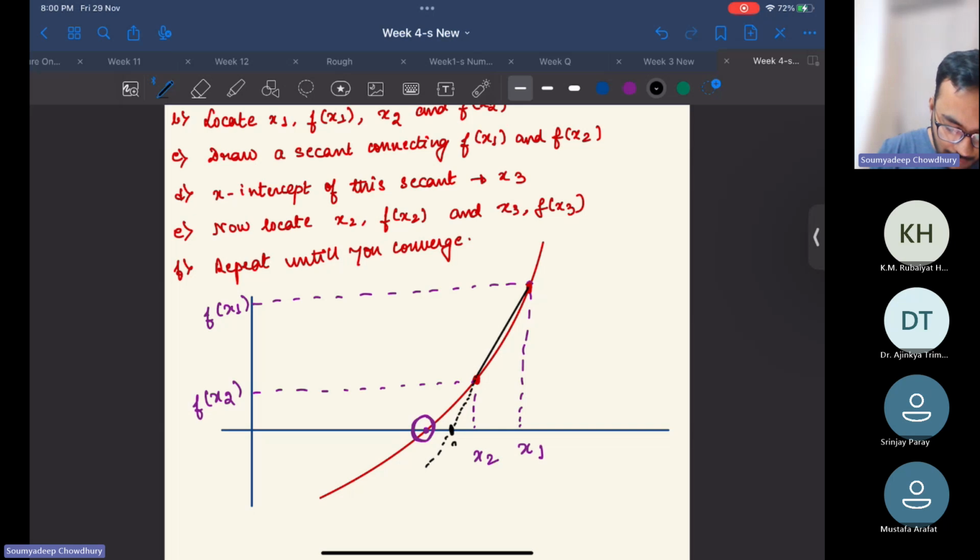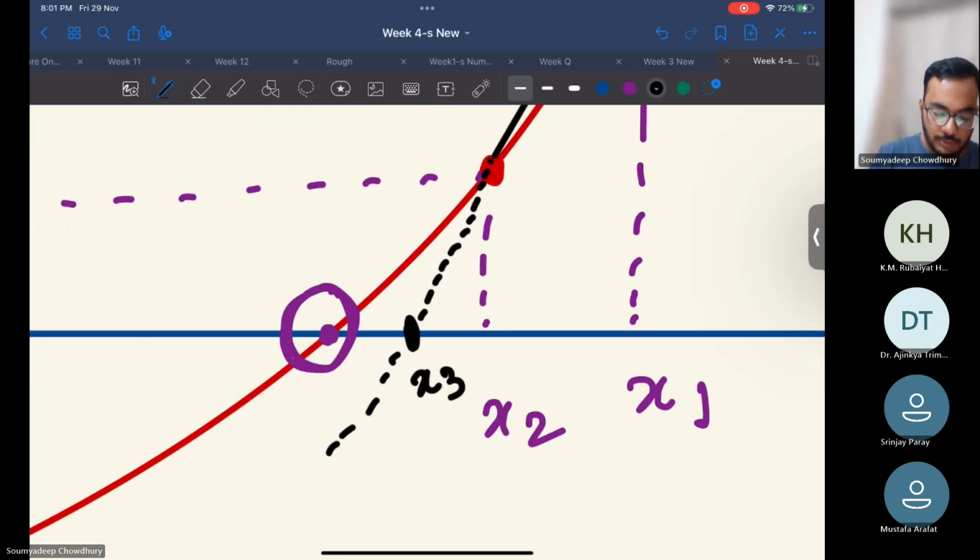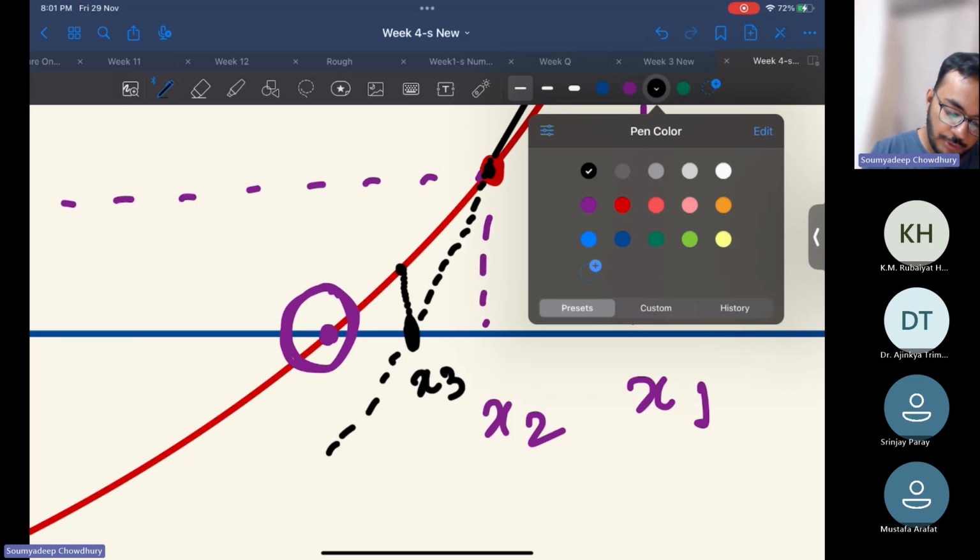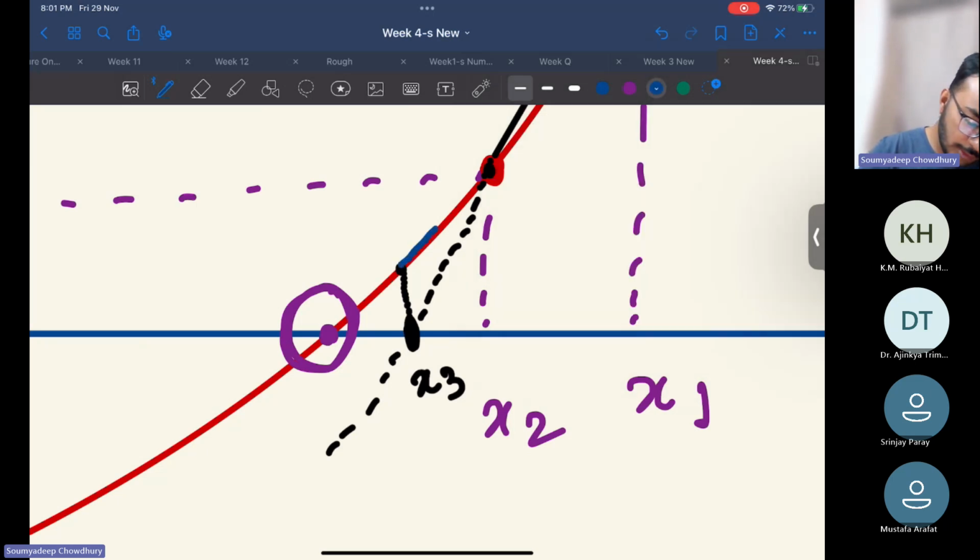So this is my x3. Then we have to repeat this same thing using x2 and x3, right? So again from x3 we have to draw, if I just zoom in here, so this is my x3. I draw another line vertically. This is one point, and this is another point. So if I draw another secant here, it is almost like this. Again, suppose it intersects here, so this will be my x4.